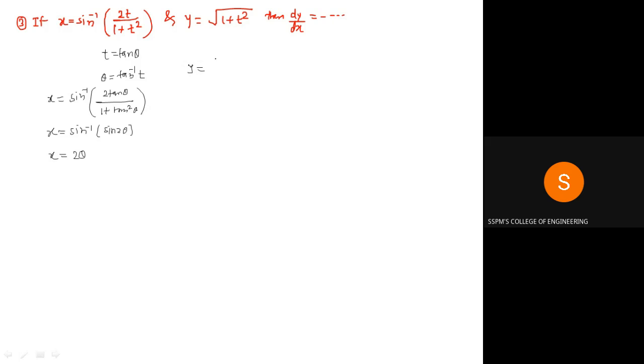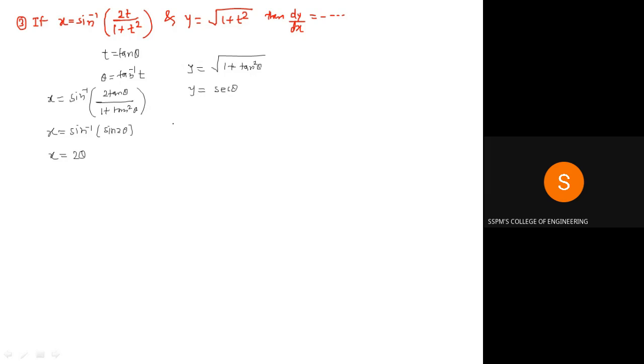Y is what? Root of 1 plus t square. Use that same substitution, that is root of 1 plus t, what value will you substitute? tan theta. So what will you get? tan square theta, and root of 1 plus tan square theta is sec square theta. Yes, and root of sec square theta is sec theta. So I will write here directly y is equals to sec theta.